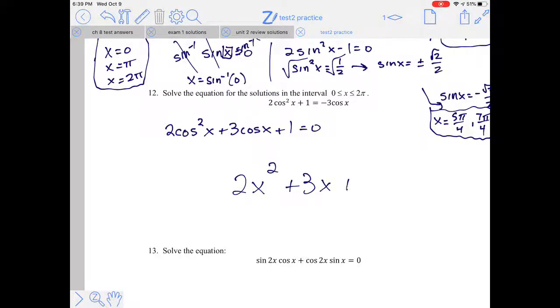Would you guys be able to factor this using just traditional factoring techniques? 2x squared plus 3x plus 1? If you teach me how to factor, I forgot how to do those.